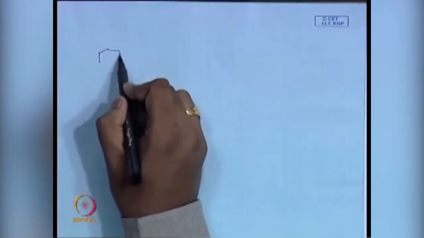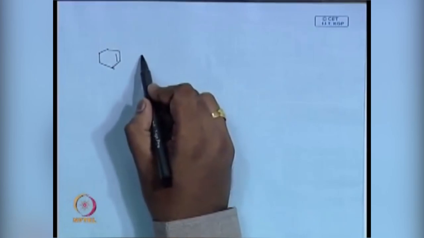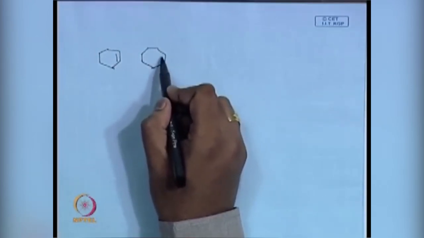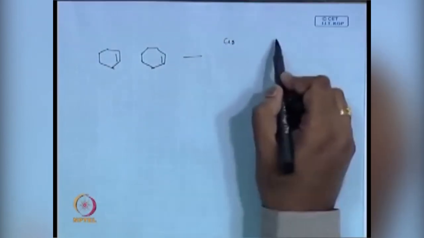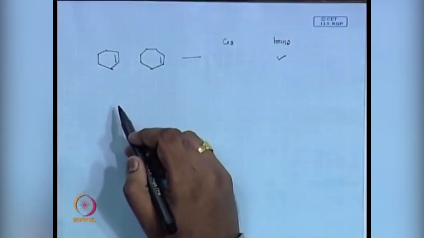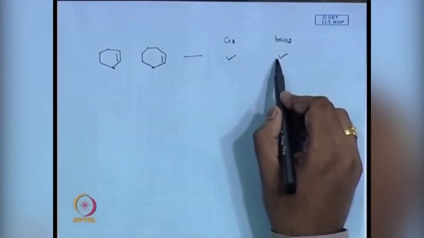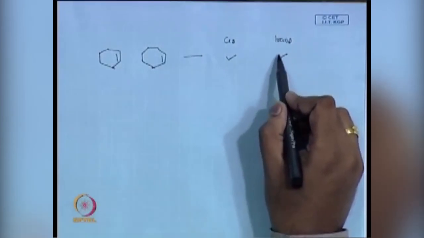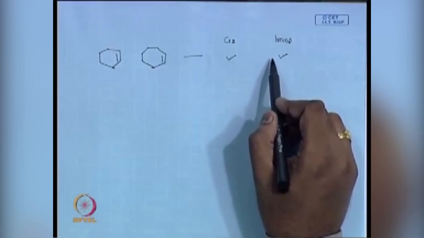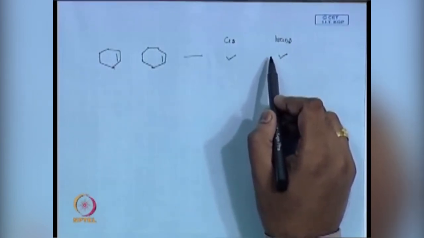Then we can get it in cyclohexene, that is 6-membered, as well as the 7-membered. Cis is always there. Sorry, yeah, trans is there. I can give you examples where you can see trans systems in 6-membered rings and 7-membered rings, but the lifetime of the trans is very short. It will be 9 microseconds, 10 microseconds, and people have trapped the trans form. We will see those examples.